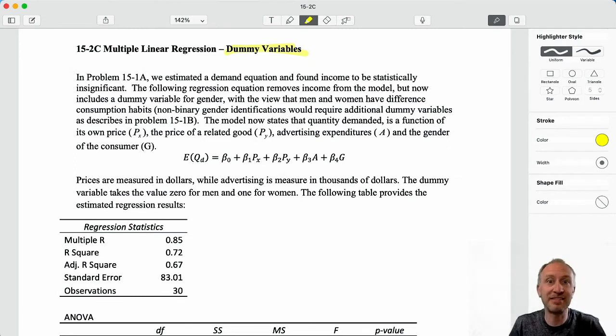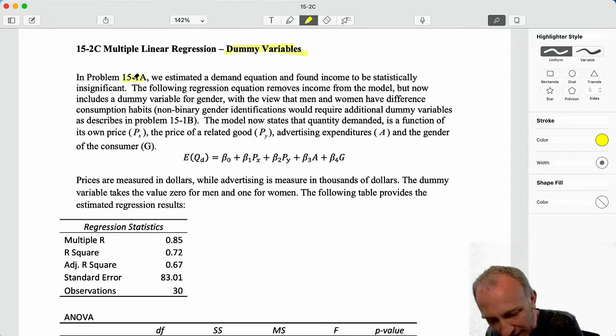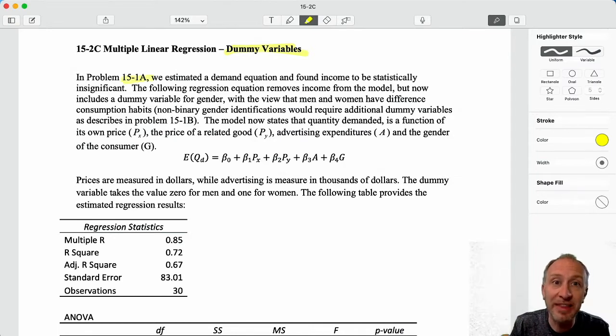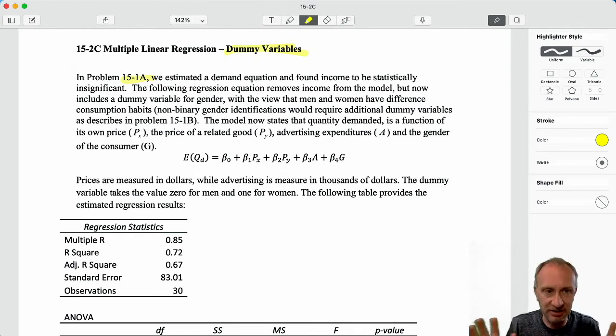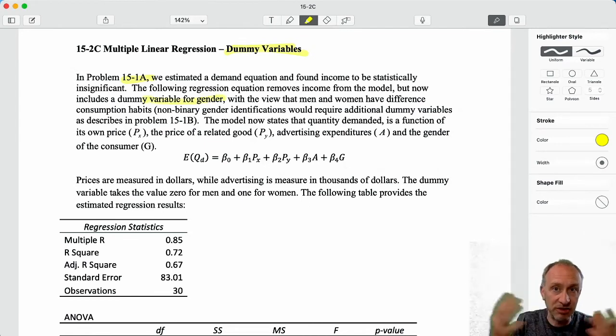Here we're looking at this demand equation again. And in problem 15-1, 1A, we found that income was statistically insignificant. So we failed to reject the null hypothesis on that one. In this model now, we remove income, but now we include a dummy variable for gender with the view that men and women have different consumption habits.